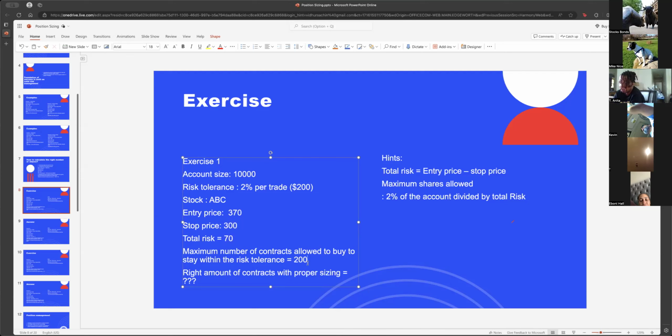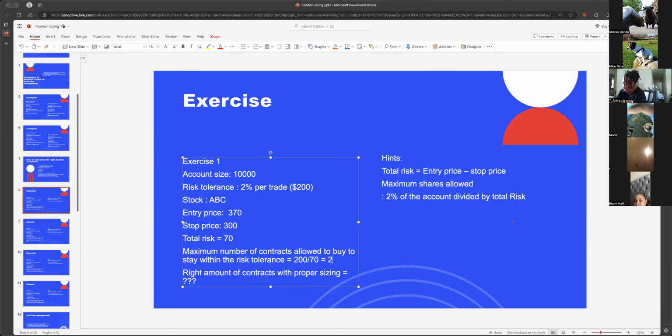So the tolerance is pretty simple. 2% of the account is $200. Divide that value by 70. What do you get? You're going to get a fraction here, not a whole number, somewhere around 2.8. With options, you can't buy fractional contracts. So now round it down to 2, because if you buy 3 contracts, you'll be risking 2.1%. So something to keep in mind: 2 contracts is the maximum you can go with.